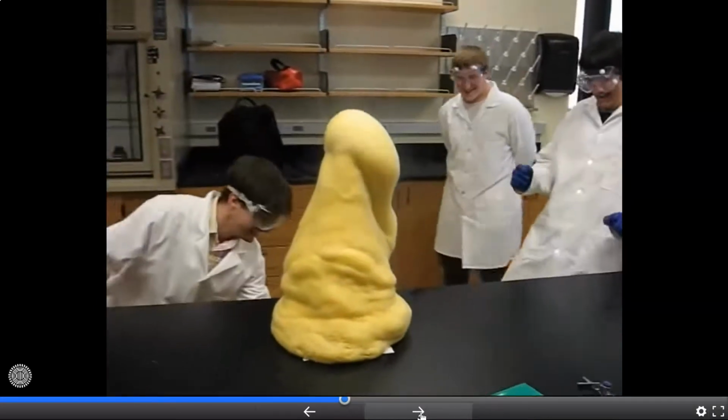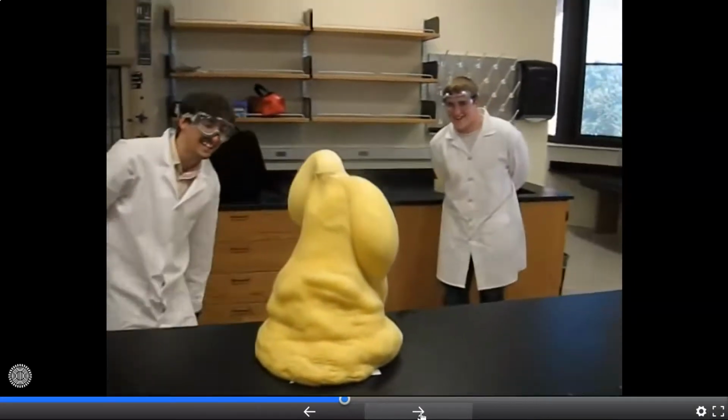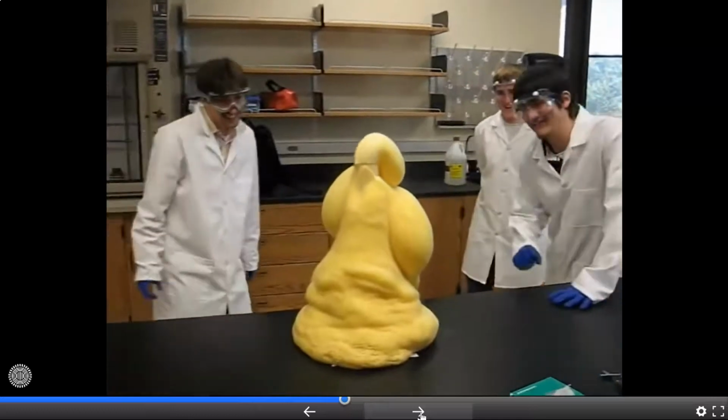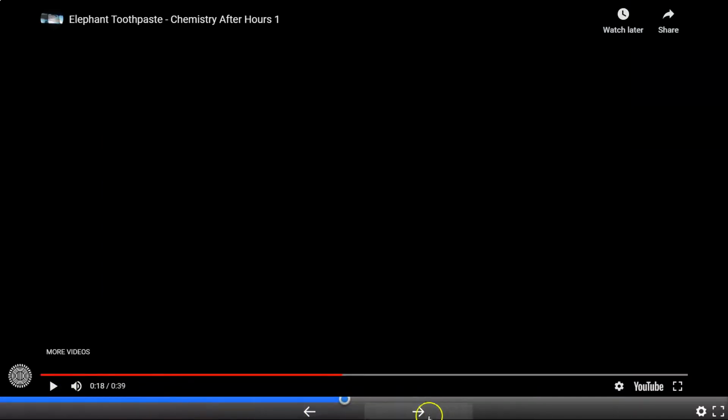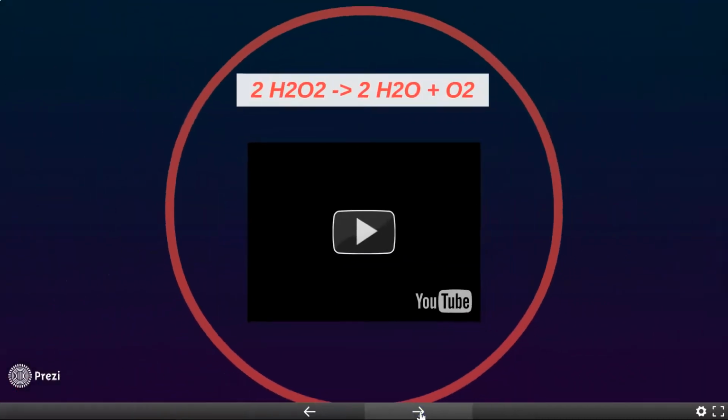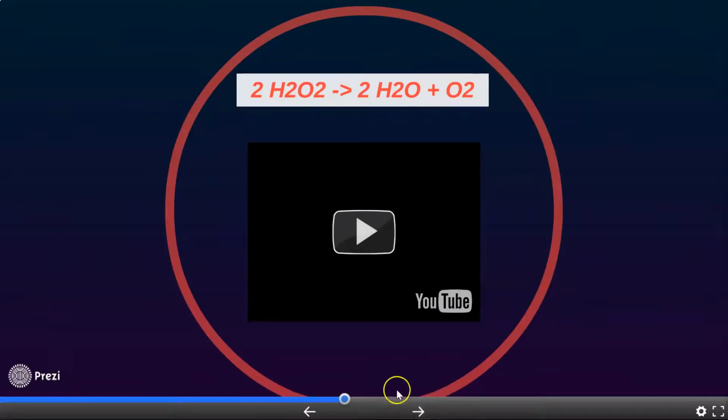So that's fun. So that's decomposition. One reactant breaking apart into multiple products of some sort of characteristic.